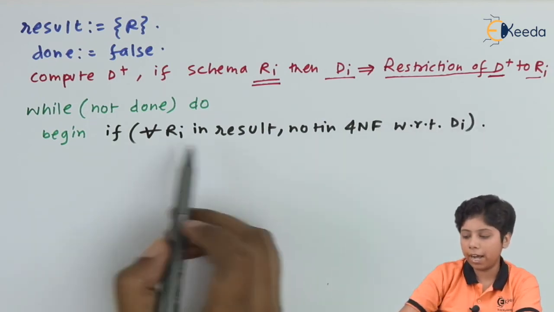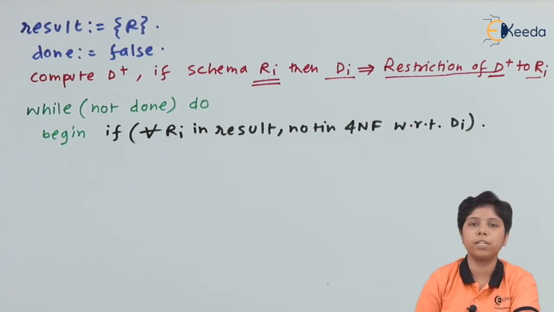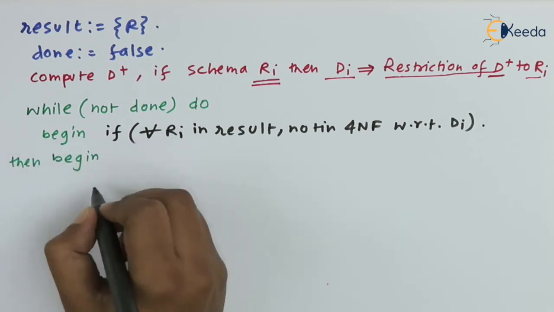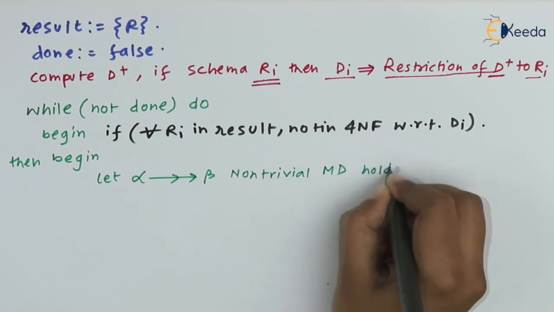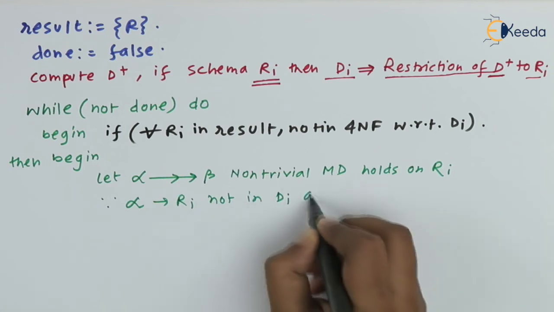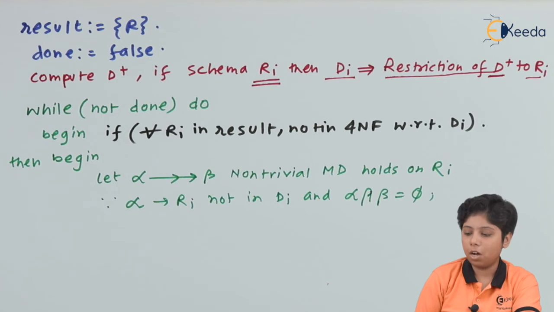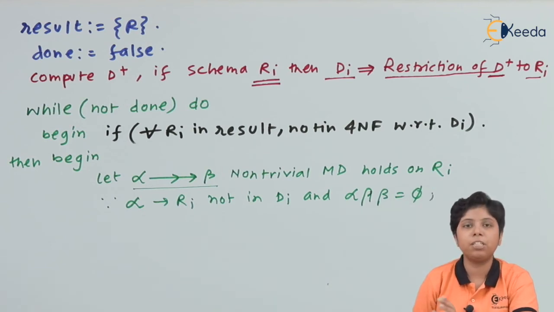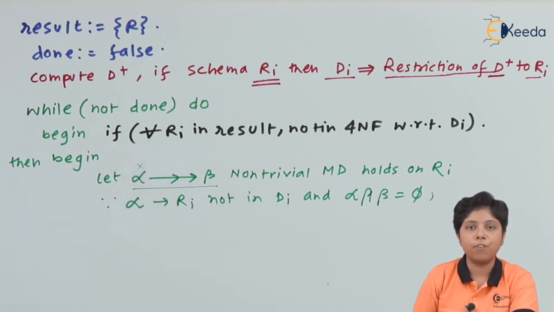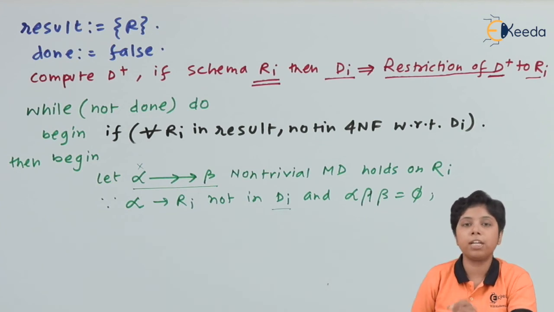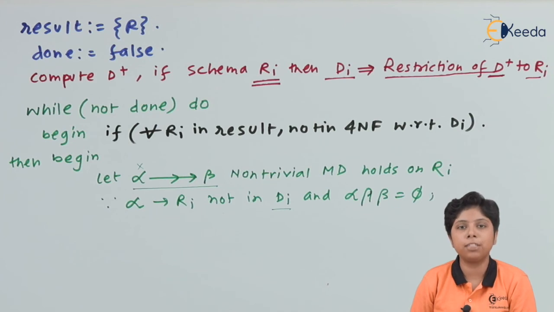Now we need to check for every Ri that is present in result but not in 4NF with respect to Di. If there exists any such relation, then we should begin. If there is any Ri in result but not in 4NF with respect to Di, then we take a non-trivial multivalued dependency that holds on Ri. Then we need to prove that there exists no such non-trivial dependency. First, we are assuming that there exists a non-trivial multivalued dependency. Now, this will happen in such a way that alpha determines Ri, which we have just proved, is not in Di.